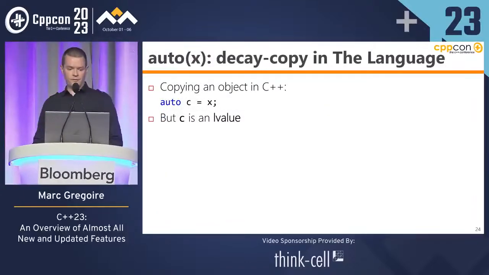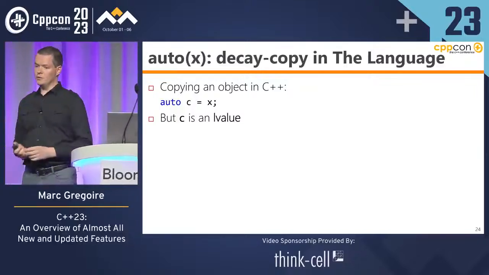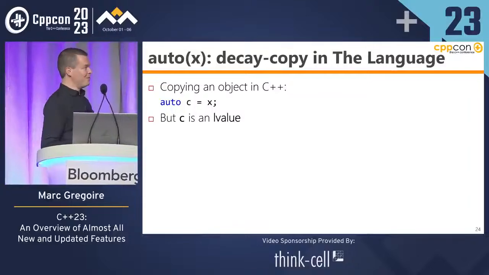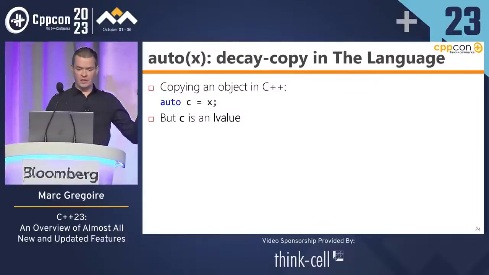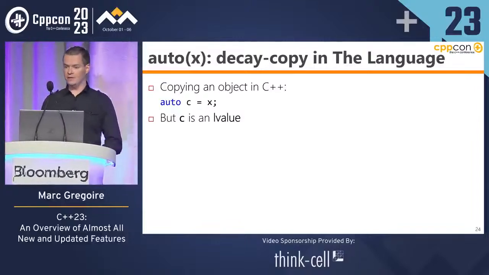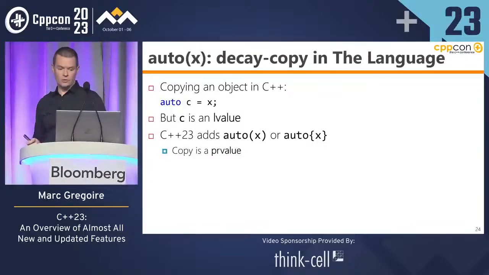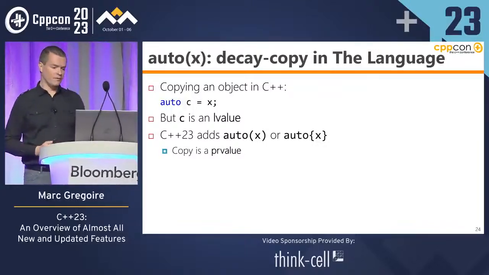So we now have something called decay copy directly in the language. Obviously, you were always able to make a copy of an object in C++. So here I have an object C, and I'm making a copy of X. But as written here, C is an L value. It has a name, so it's an L value. With this syntax, auto(x), you can either use parentheses or curly braces. You're also making a copy of X, but it is a PR value.